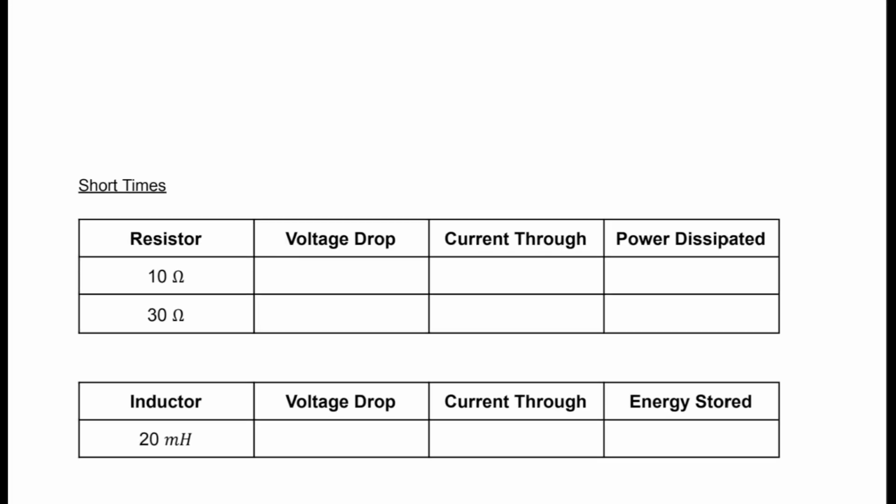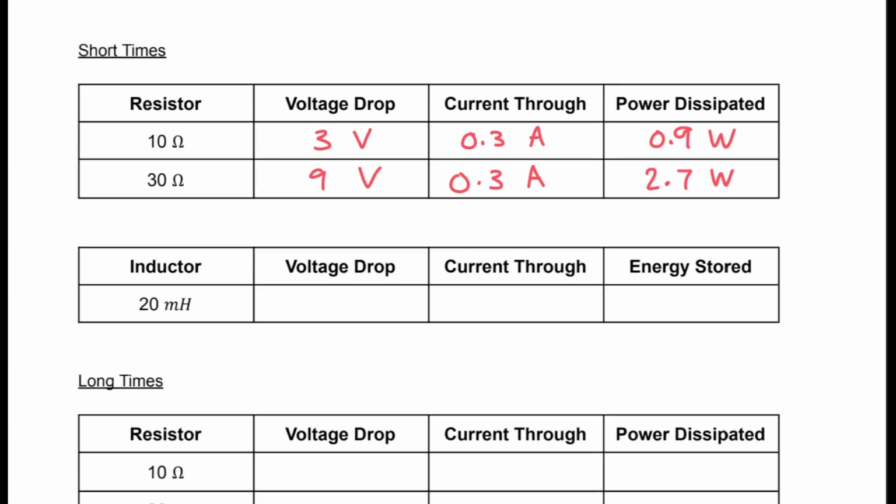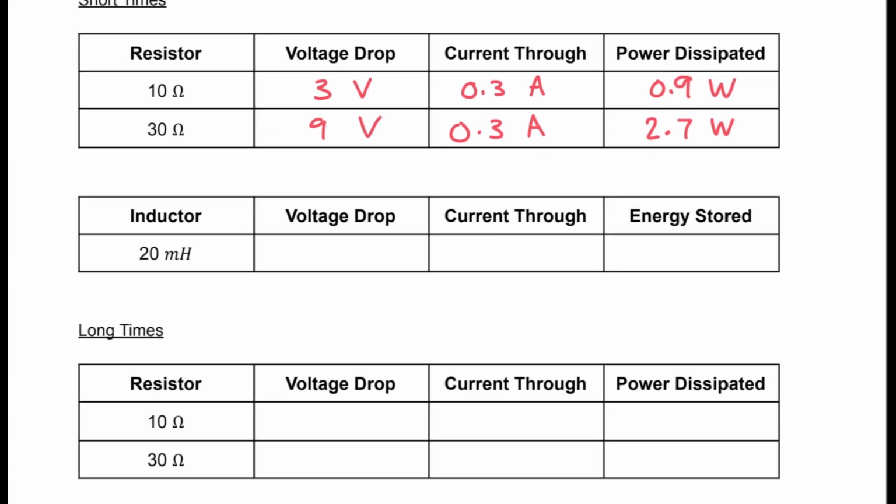All right, so short times. The current through both resistors was 0.3 amps. IR for the first one gave us 3 volts. IR for the second resistor gave us 9 volts. Notice they add up to 12. Power dissipated just by doing I delta V is 0.9 watts and 2.7 watts, respectively. And notice this adds up to 3.6, which is exactly what you get when you multiply the battery voltage by the battery current.